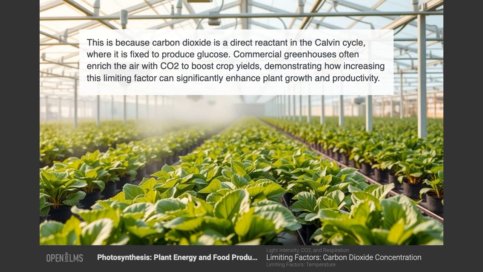Commercial greenhouses often enrich the air with CO2 to boost crop yields, demonstrating how increasing this limiting factor can significantly enhance plant growth and productivity.